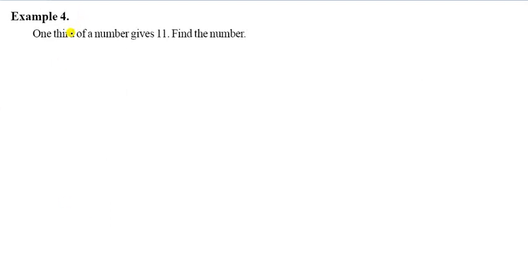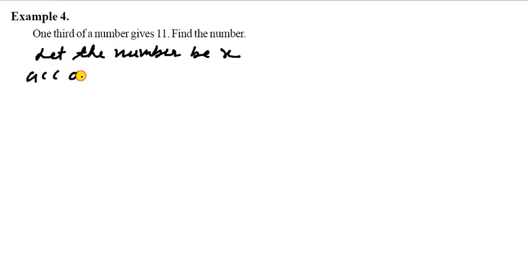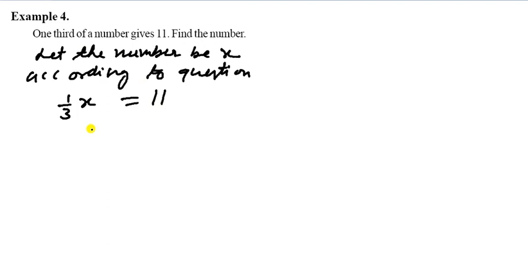Let us see example 4. One third of a number gives 11. Find the number. So let the number be x. So according to the question, what will happen? One third of the number, that is 1 by 3 of x. One third of a number gives 11, so you can say it is 11.